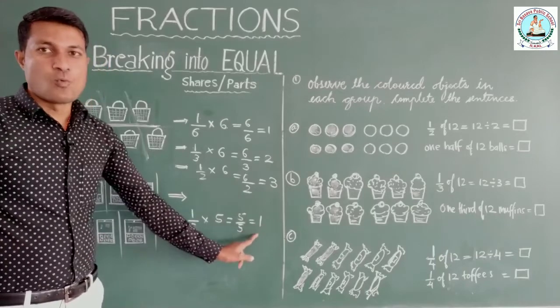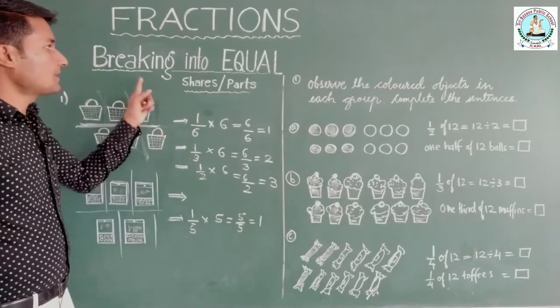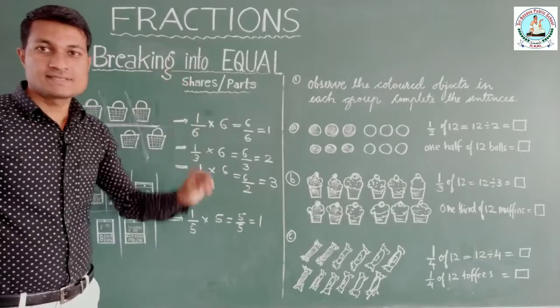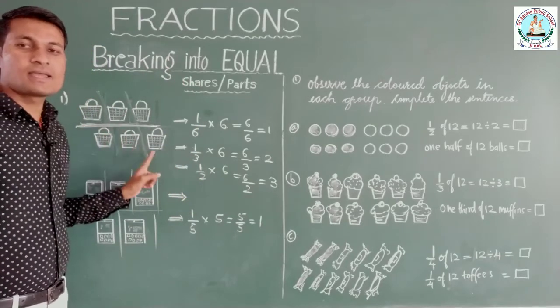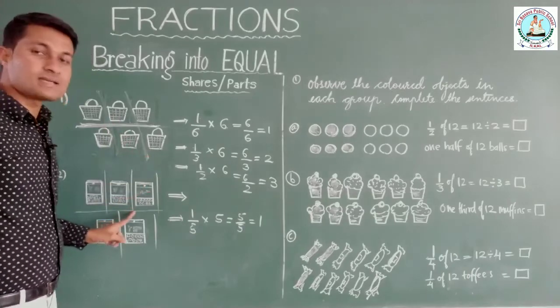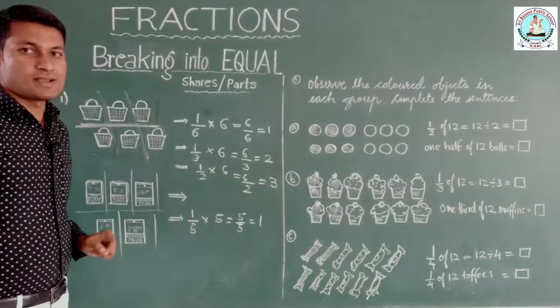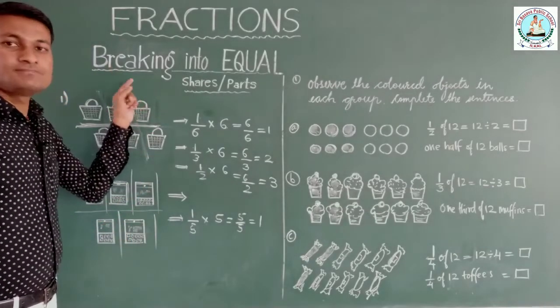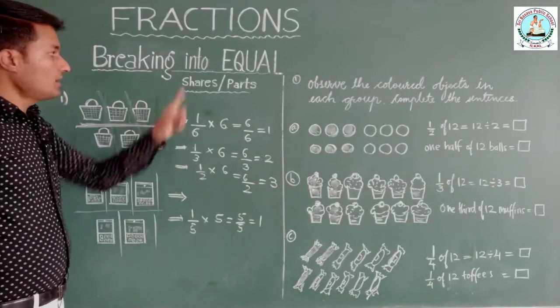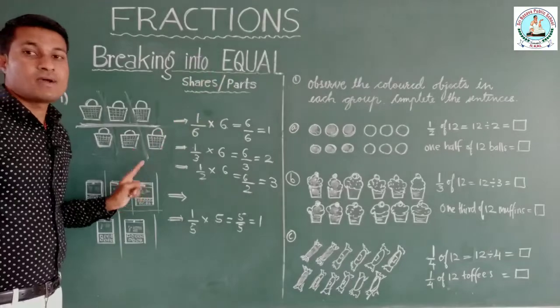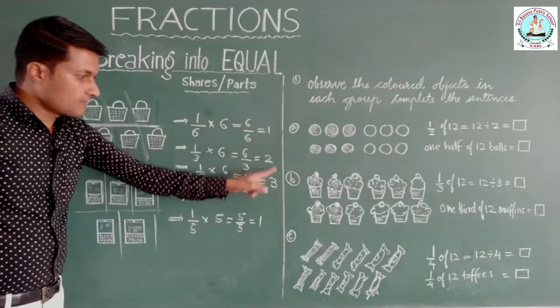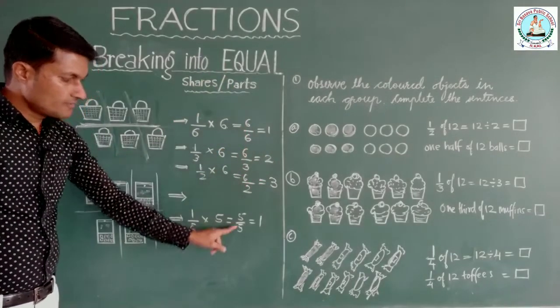That is 1. So this is how you can break the items of the same kind. See here, these all are of same kind. All these are looking like baskets, and all these are same kind of mobiles. So you can break the items of the same kind into equal shares or parts by dividing like this to get the fractions. See here, to get the fractions.